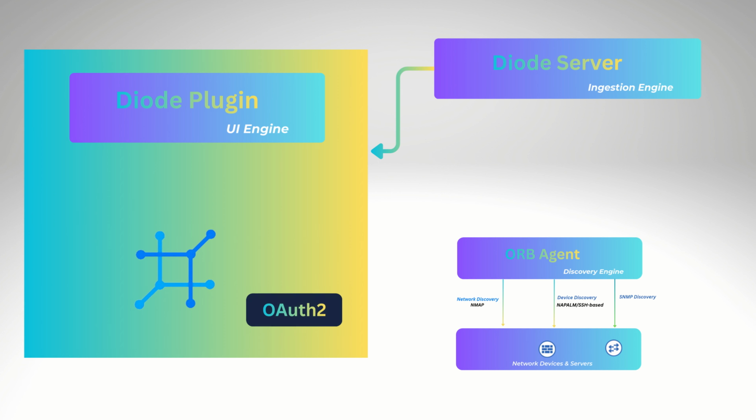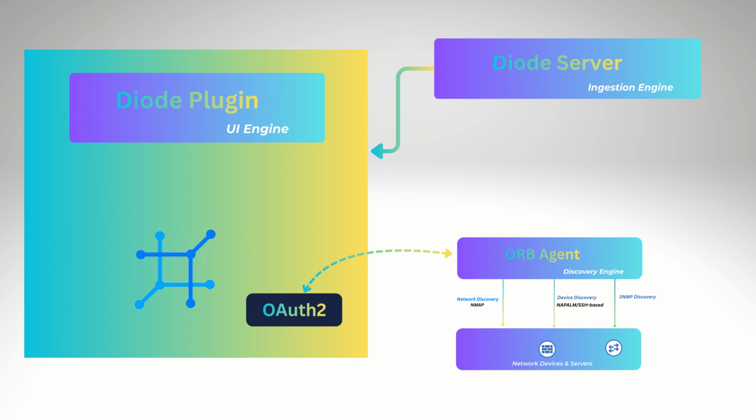The plugin generates OAuth2 credentials that the ORB agent uses to authenticate with the DIODE server. This ensures only authorized discovery agents can send data to NetBox, which gives full visibility and control over the entire discovery pipeline. And there is a DIODE client page on NetBox where you can manage your OAuth2 credentials for the different ORB agents.